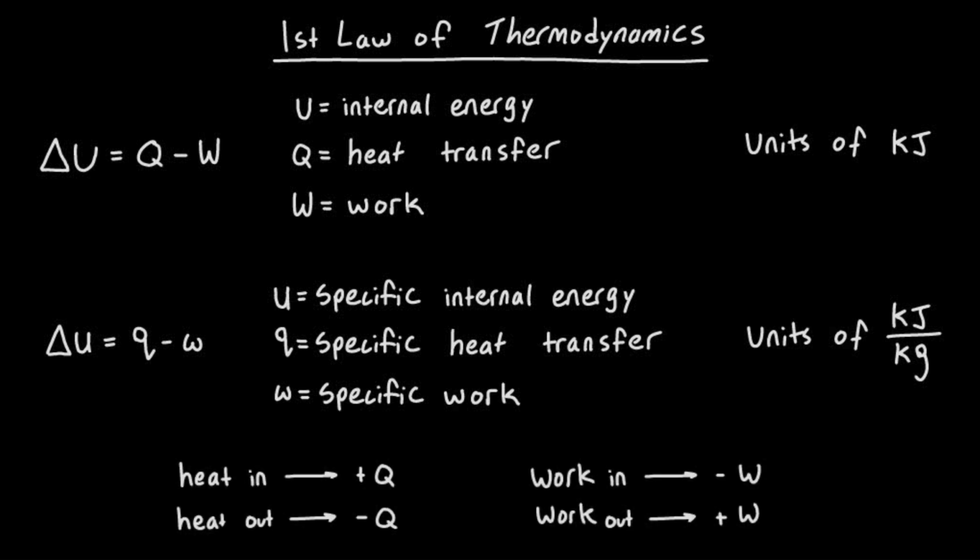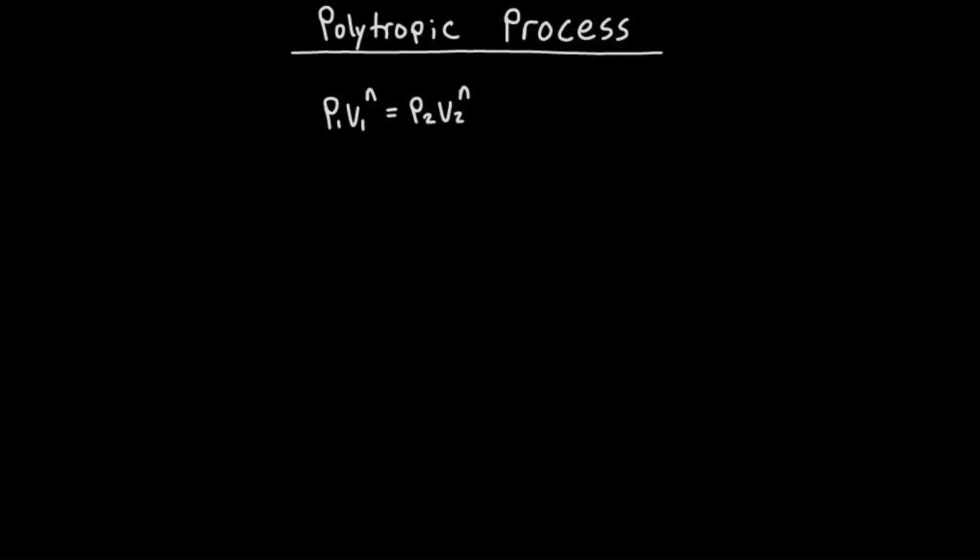Let's take a look at our sign convention. Heat in is positive and heat out is negative. This is exactly the opposite of the work. A polytropic process is defined by this equation here. The pressure times the volume to the power of some number is the same for two states. Or sometimes they write PV to the power of n is a constant, and it means the same thing.